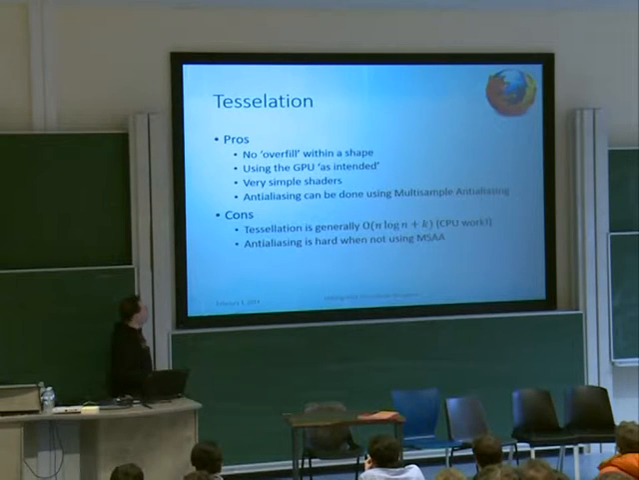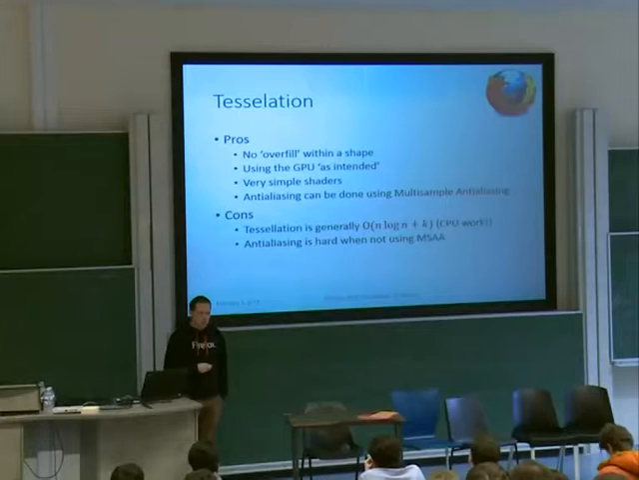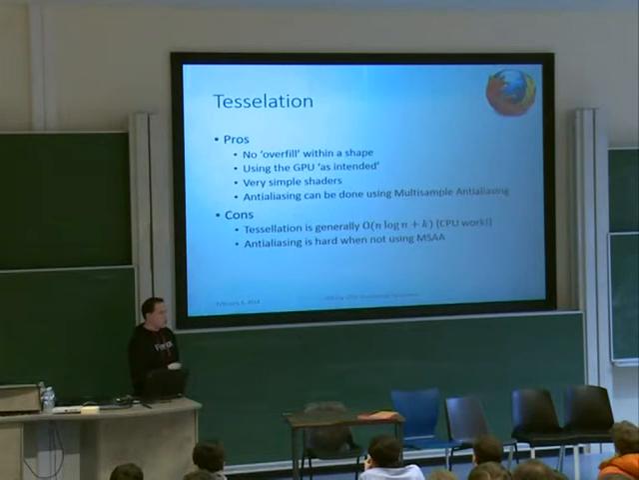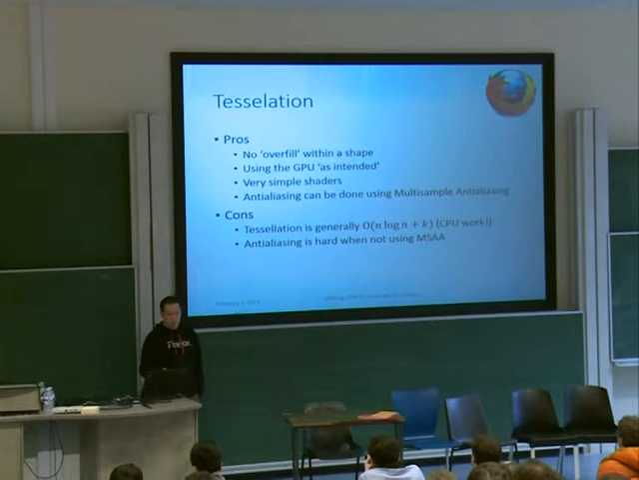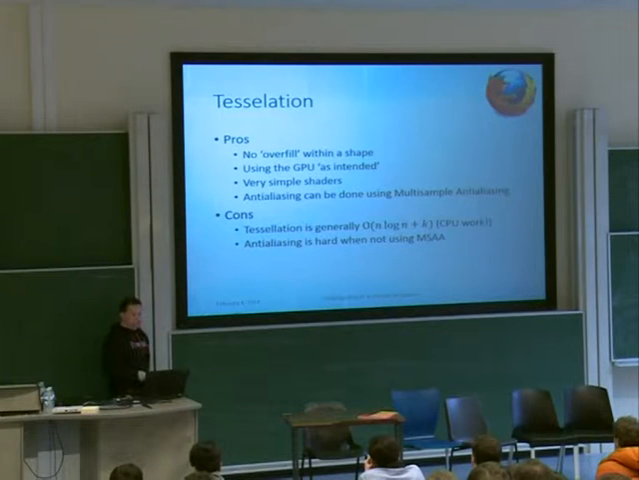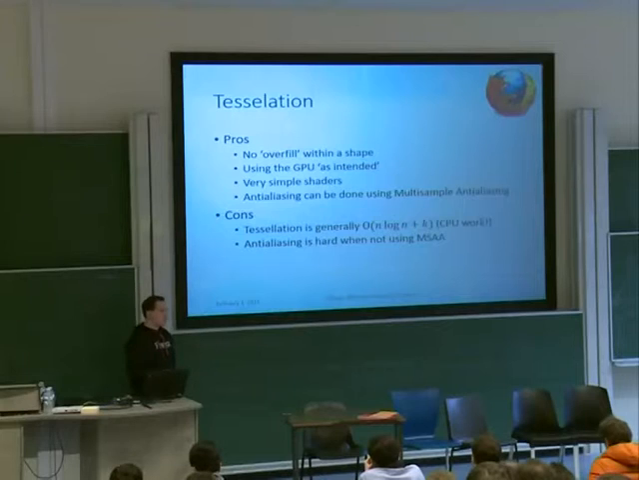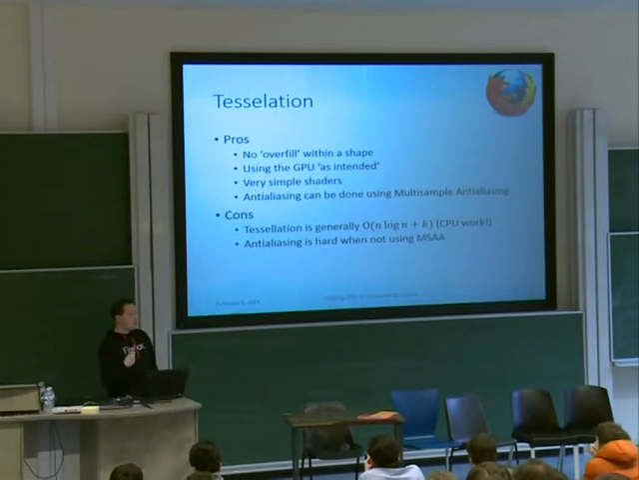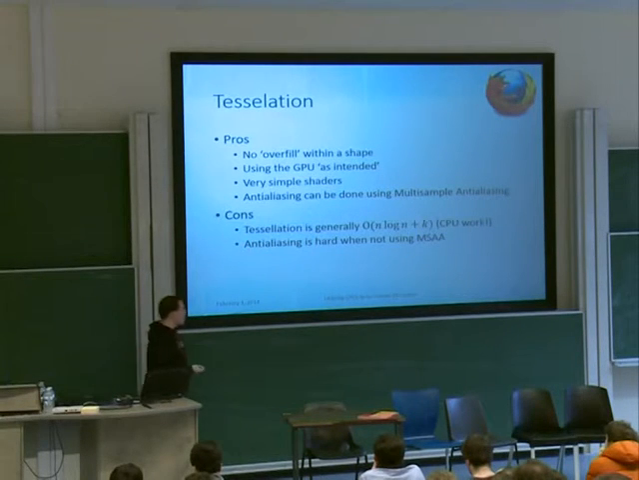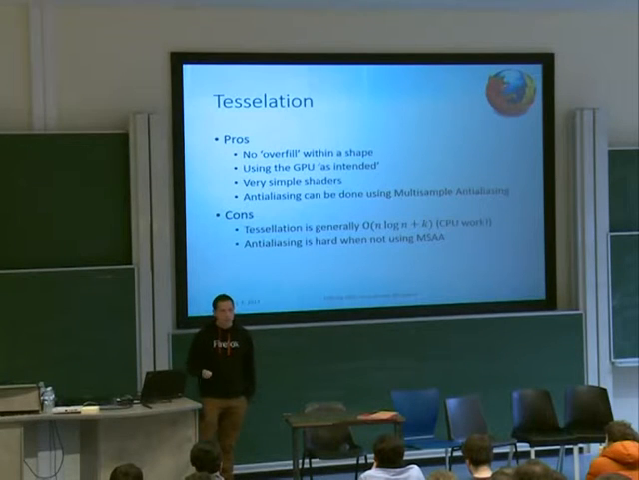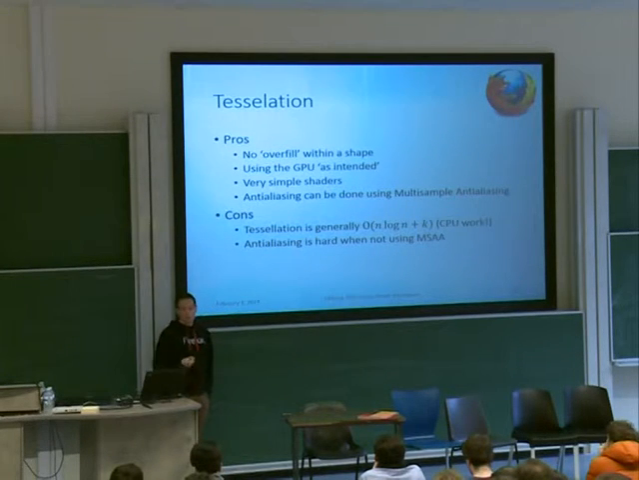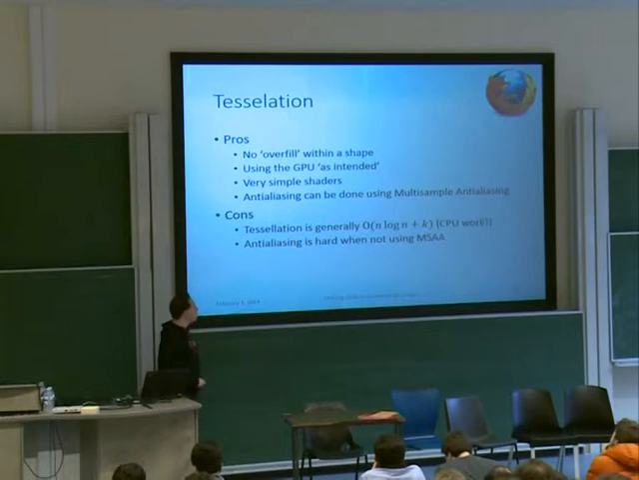Right, so it has a couple of pros. First of all, there's no overfill within a shape. What that basically means is your triangles are covering the pixels that you actually want to fill. You're not running your pixel shaders for any pixels that you're not actually going to fill in the end, right? You're using the GPU as intended. It was made to render rasterized triangles. Once you have these triangles, you're doing what it wants you to do. The shaders that you're using are very simple. They can simply sample a texture, they can sample a gradient, they can output a color, you name it. It's very easy. You can do anti-aliasing using multi-sample anti-aliasing if you want, right? And multi-sample anti-aliasing is the standard method that most games use. As I said, it works a lot better on high-end hardware than on mid-end or low-end hardware.